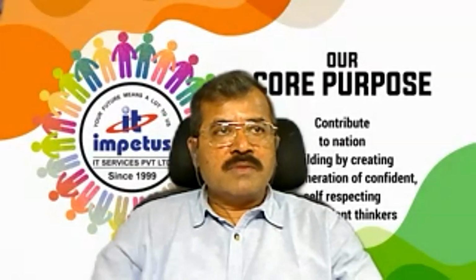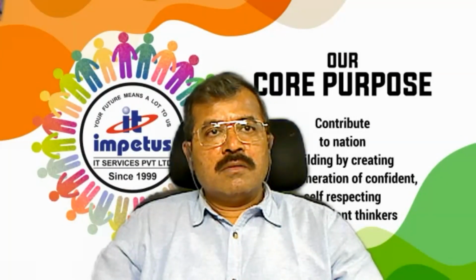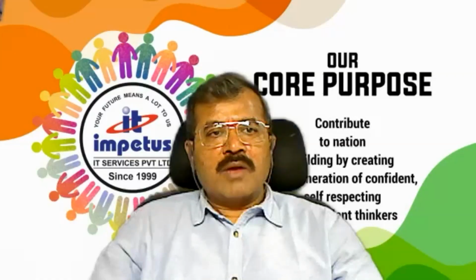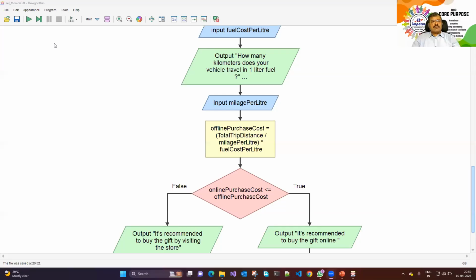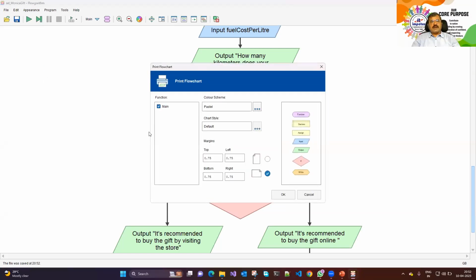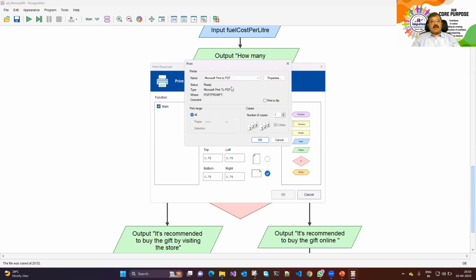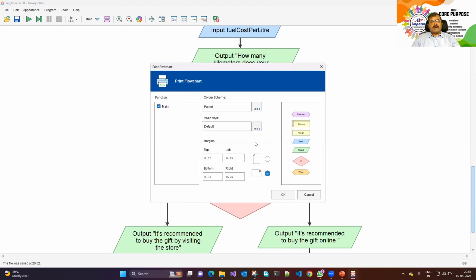Sir, how did you convert this file to PDF format, using an external tool? No, have a look over here. So I just saved it. And if I had to convert it, I just say print. And once you print, it will print it to PDF. So I just say print. And it will print to PDF. Okay.